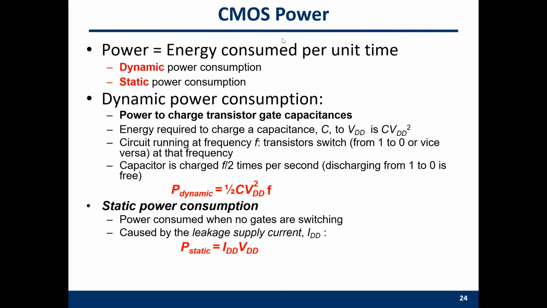By this equation, we can see that if you have a 4 gigahertz CPU, then the dynamic power will be higher than the 1, because the frequency is larger.